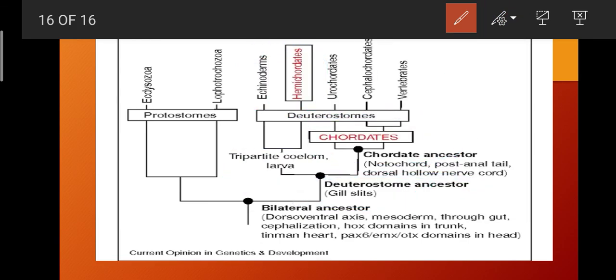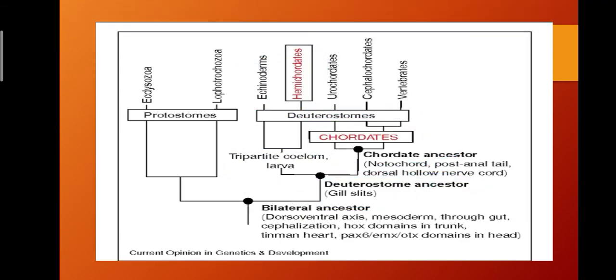According to Sir Barrington, the common ancestors for echinoderms, protochordates and vertebrates are deuterostomes, earlier deuterostomes. So here our total theories of the origin of vertebrates end. Hopefully you understand it. Have a nice day.